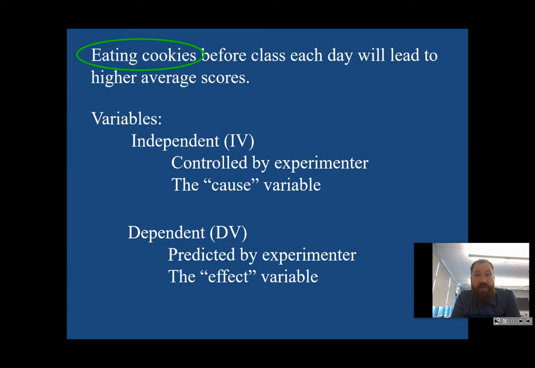And in this case, the dependent variable is scores, right? It's the higher average scores. So these are our two variables. And in every psych experiment, just like in every chemistry experiment, you're going to have an independent and a dependent variable. The difference here is with psych, it gets a little bit murkier, and we need to make sure that we are explicitly clear with our language about what we're studying.